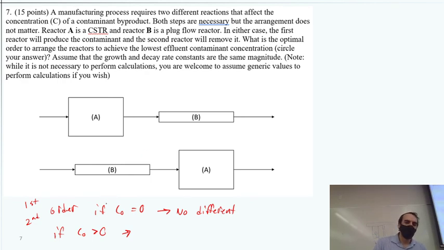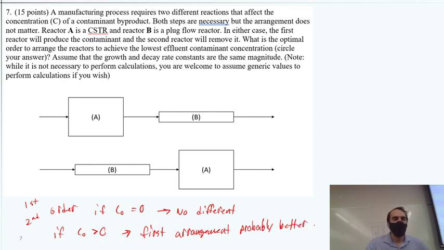So then if C naught was greater than 0, then we usually think, and this might depend a bit on the K values and the C naught value that you use, but I would normally think that the first arrangement would probably be better. But again, you can already see why this was not a very interesting, but not a good question.